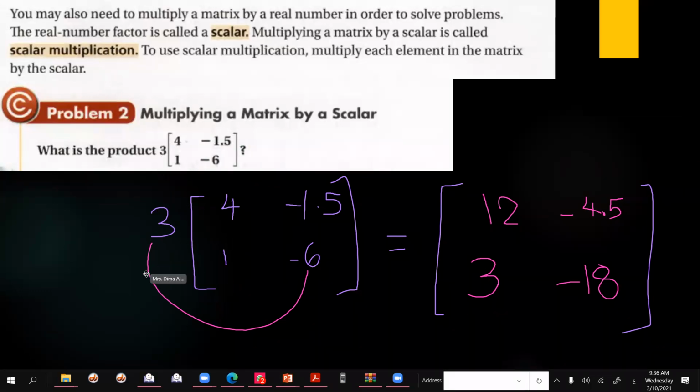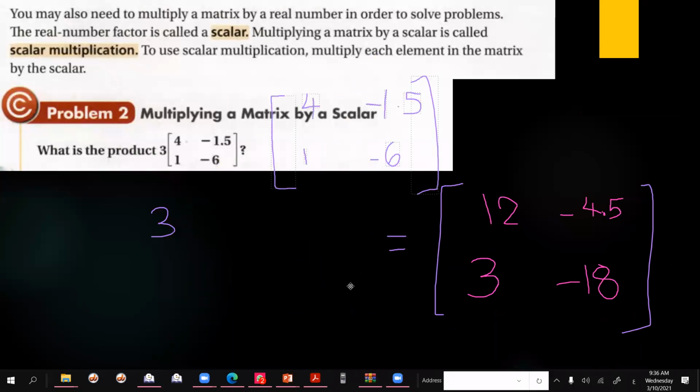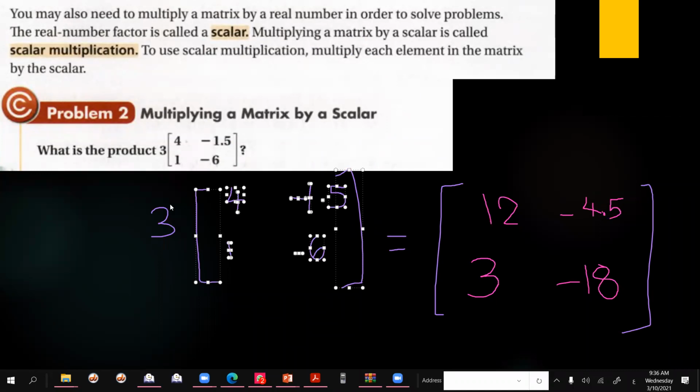So why do we call it scalar multiplication? Because we multiply this matrix by a scalar number. This is the scalar number. So it is scalar multiplication because we multiply a scalar number by a matrix, and we get this answer.